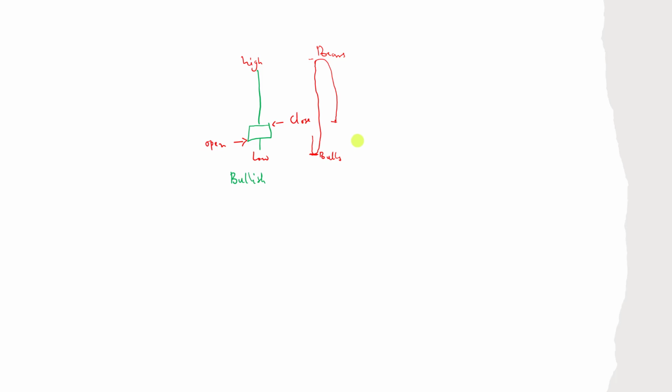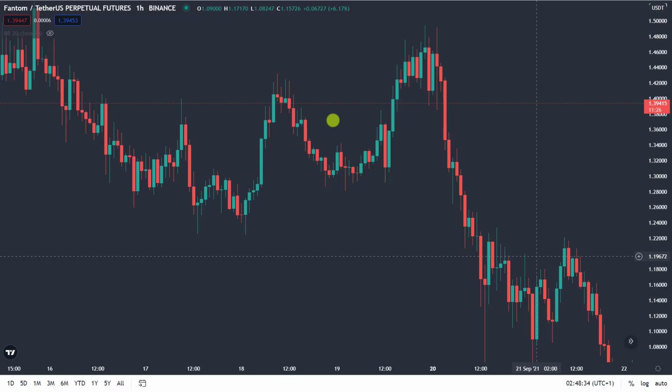So let's go and look at a chart and see an example of how it looks. In this kind of formation, I think I can see 2 shooting star candles. Let's take it from this point. We are in an uptrend until we get to this candle here, which is the shooting star.